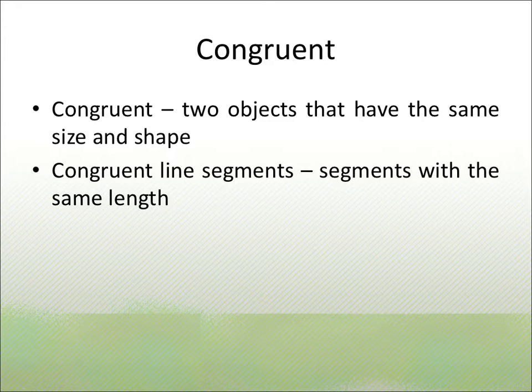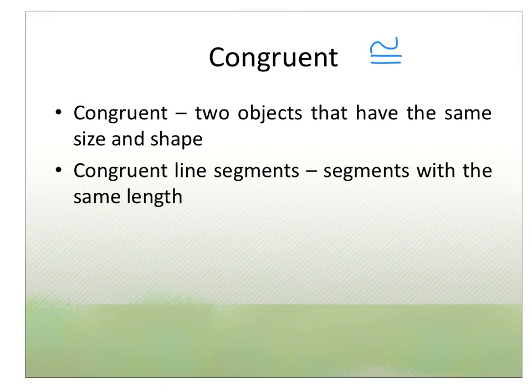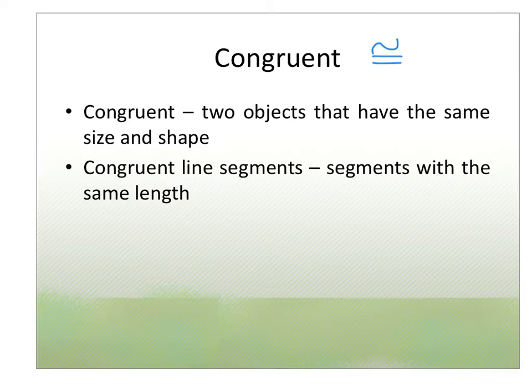The symbol for congruent is an equal sign with a wave on top. Let's see if I can make it better. So it looks like a little wave on top of an equal sign. That's the symbol for congruent. And when I refer to 2 objects being congruent, those 2 objects are going to have exactly the same size and exactly the same shape.